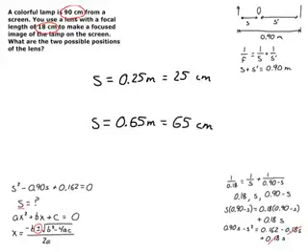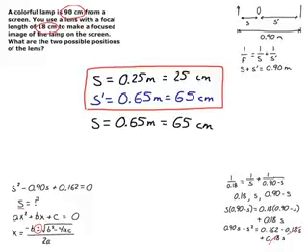Now for each of these cases, I want to also look at values for s prime. If s is 0.25 meters, or 25 centimeters, s prime is 0.90 meters minus s, so s prime is 0.65 meters, or 65 centimeters. That's my first case. For the second case, s is 0.65 meters, or 65 centimeters, and s prime is 0.90 meters, or 90 centimeters, minus s, 0.25 meters, or 25 centimeters. Those are my two possible cases.